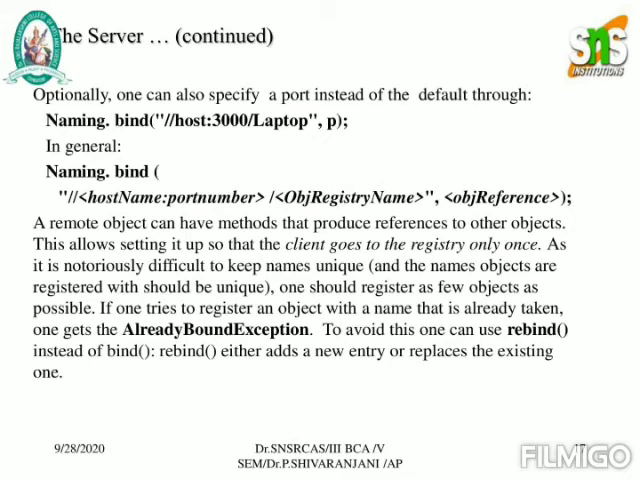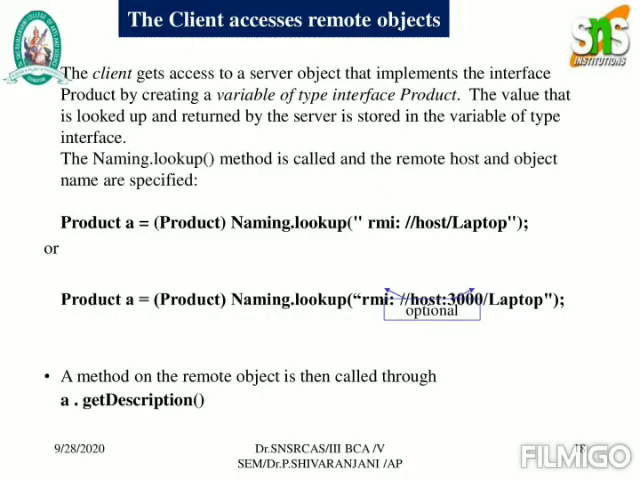So here I'm using the Naming.lookup method, where the remote host and the object name are specified. In Product A equal to Naming.lookup, I'm looking up the name of the particular product, that is rmi://host/laptop. You can also define specifically which port you're looking on, okay, so host:3000/laptop, right? This will help you to get the description of the particular method.